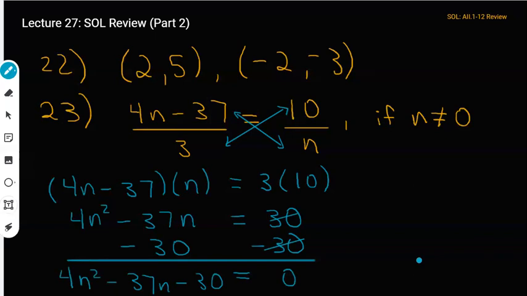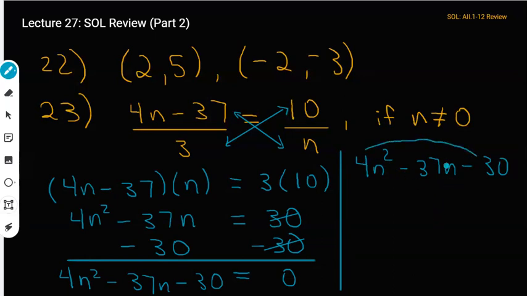There's nothing I can take out from all 3 terms, but I can do the rainbow method, and I'll show you how to do that over here. So I've got 4n squared minus 37n minus 30. The first thing I'm going to do is draw the rainbow from the first number to the last number, and we're going to multiply them together. So 4 times -30 is going to give you -120. So we're multiplying to -120.